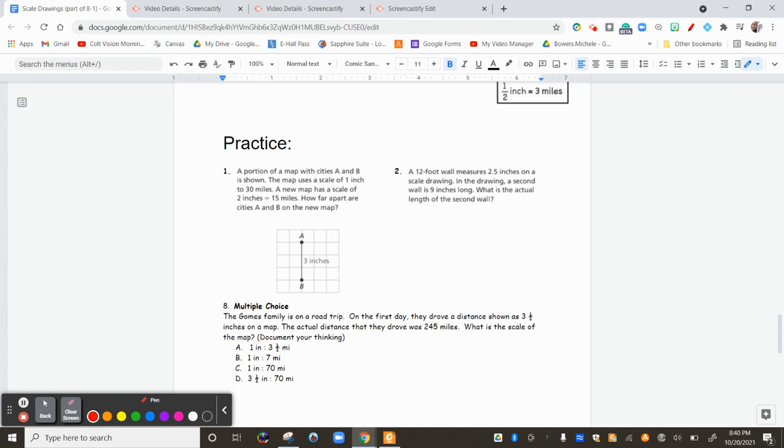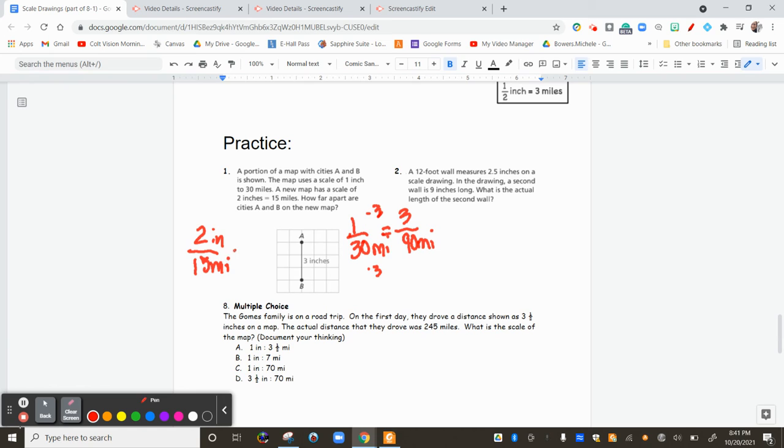So what we need to do first here is realize that we're changing scales. So the original scale is 1 inch to 30 miles. So then how many miles is this really? If this is 3 inches, then the number of miles is 90 miles. So if this is 90 miles in real life, now we're going to figure out, in the new map scale, 2 inches is actually 15 miles in real life.